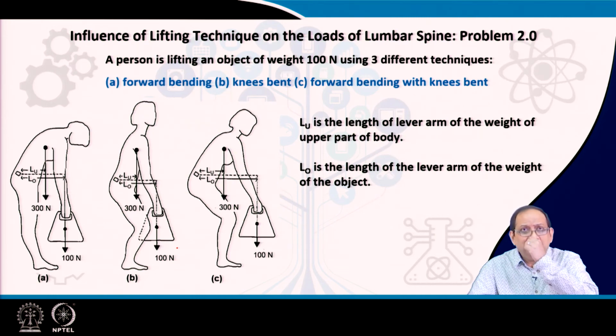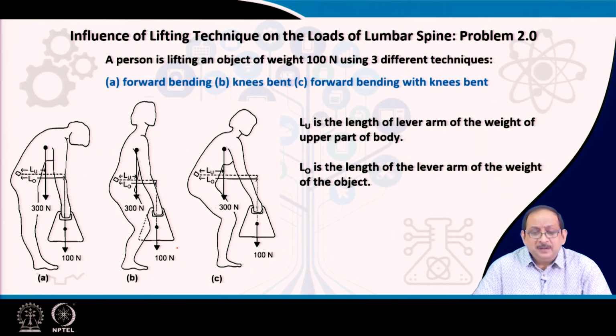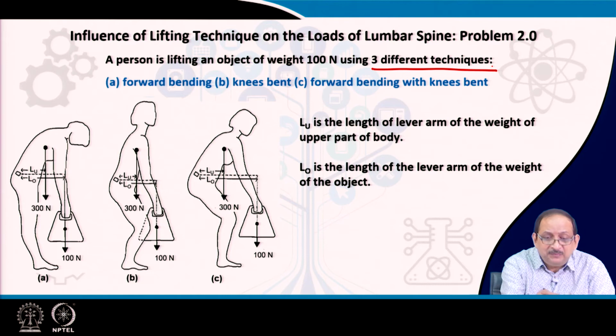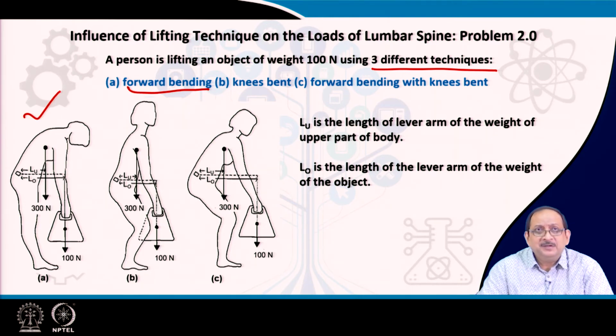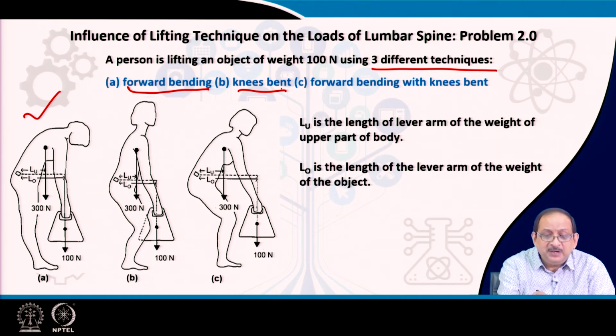The second problem presents the influence of the lifting technique on the loads of the lumbar spine. So, a person is lifting an object of the same weight, 100 newtons, using three different techniques. One is the forward bending, which is indicated in figure A, with knees bent, but more in an erect position.